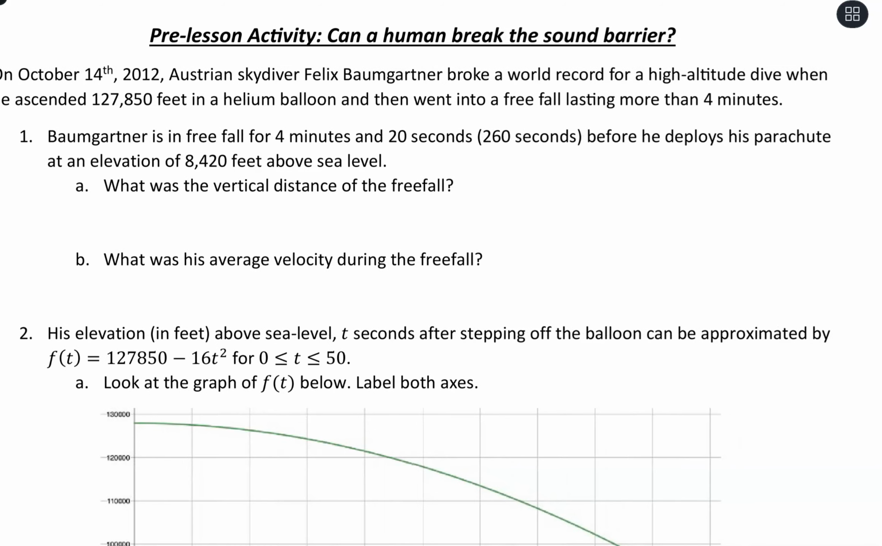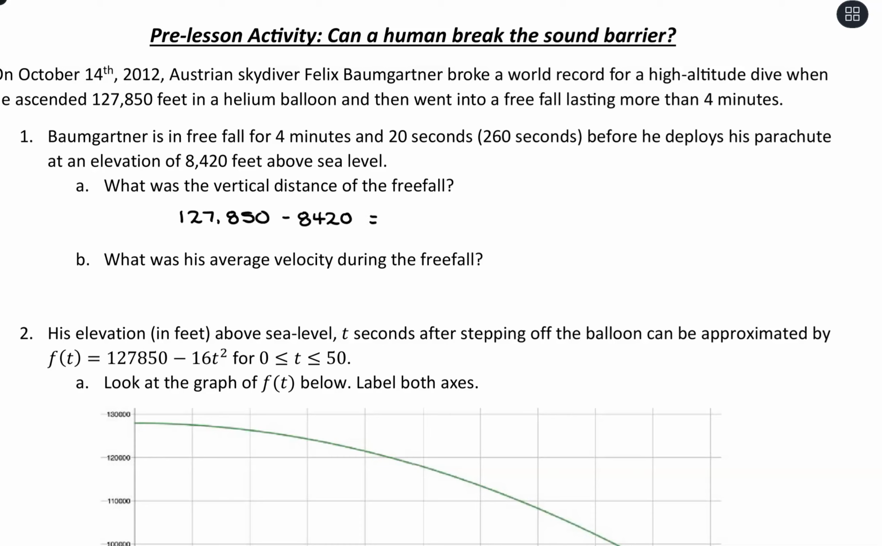So let's talk about some calculations we can do here. Baumgartner is in free fall for 4 minutes and 20 seconds, a total of 260 seconds, before he deploys his parachute at an elevation of 8,420 feet above sea level. So what was the vertical distance of the free fall? Well, he started at 127,850 feet, and then he was in free fall until he reached 8,420. So we're going to take away the 8,420 that he uses the parachute for.